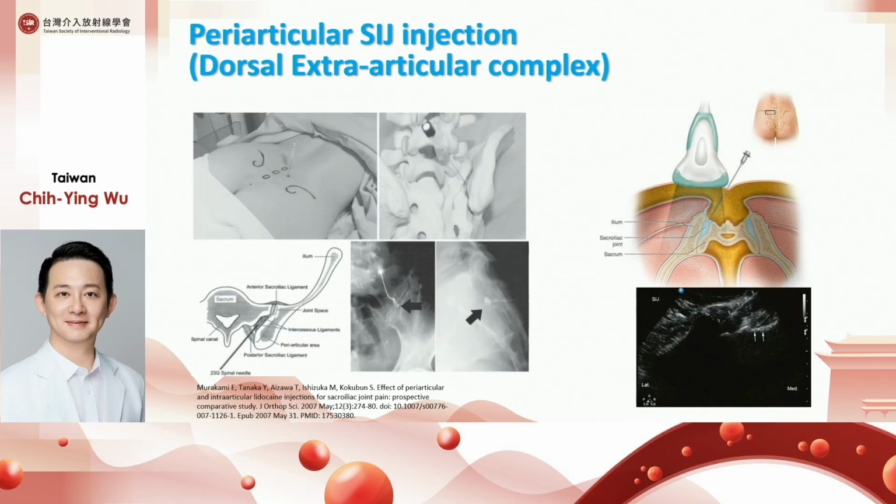The first, peri-articular SI injection, is for the dorsal extra-articular complex, including the surrounding ligaments and muscles. The peri-articular SI injection is done under fluoroscopy or ultrasound. This is a technique I mostly use in my outpatient clinic because it's safe, fast, and effective.